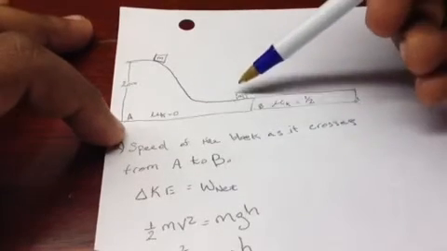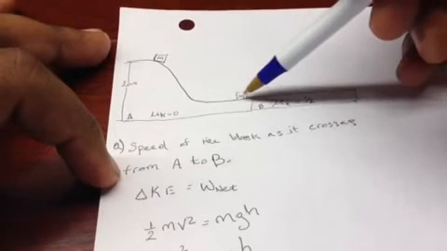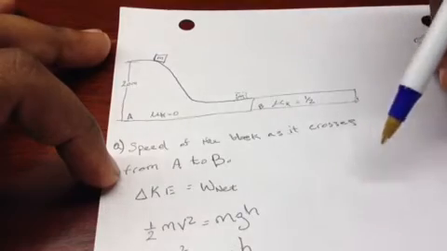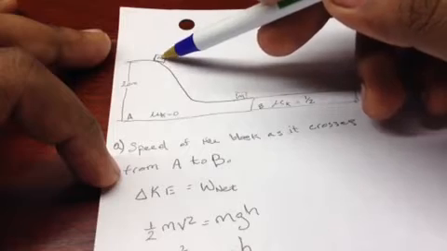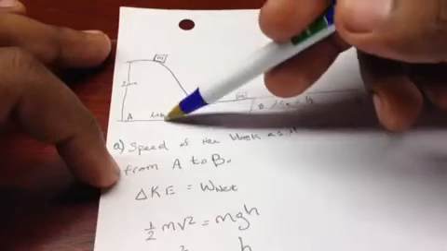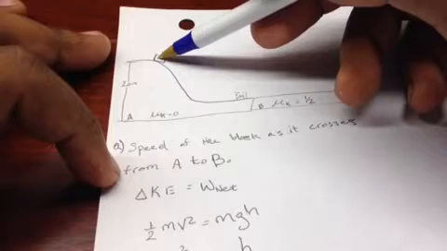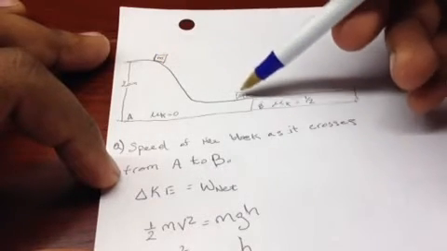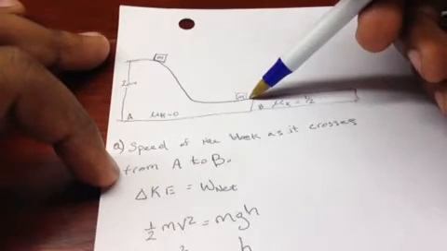Okay, so our first task is to determine the speed of the block at this point, right before it goes into region B. The first thing we notice is that since there is no kinetic friction, all of the energy from this point, which is all potential energy, with no kinetic energy and therefore no velocity at this point, got converted to kinetic energy.